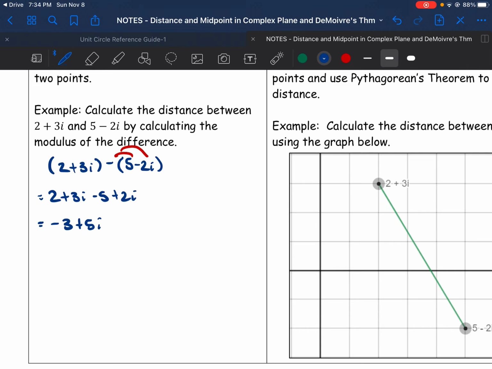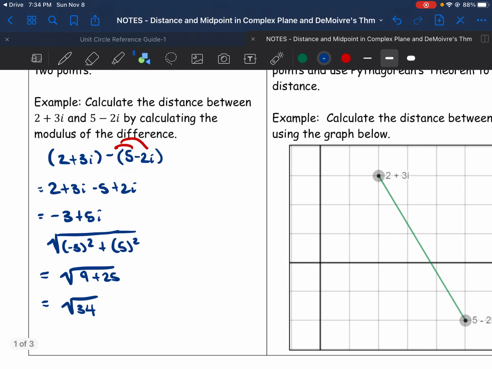And now that we found the difference between the two complex numbers, let's calculate the modulus. We know the modulus is the square root of the real part squared plus the imaginary part squared. So the real part, negative 3 squared, plus the imaginary part, which is 5 squared. Negative 3 squared would give us 9, 5 squared would give us 25, and adding those together we get the square root of 34. And the square root of 34 cannot be simplified, so this would be the distance between those 2 points.